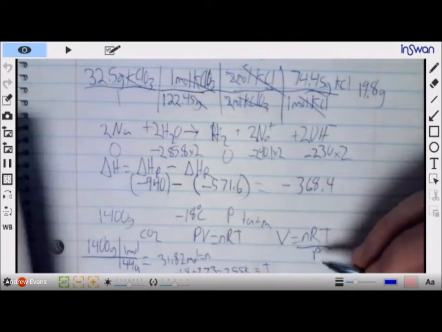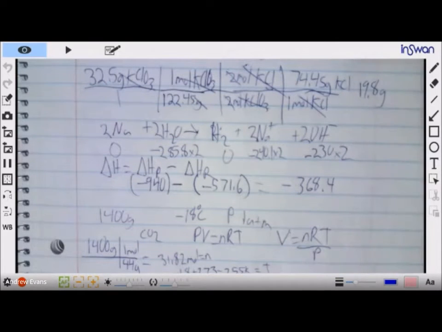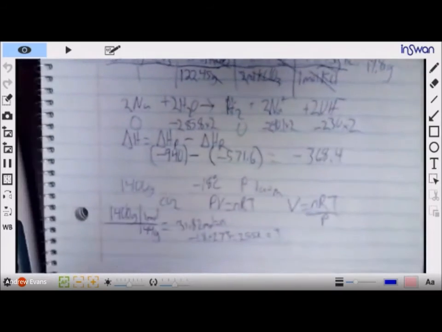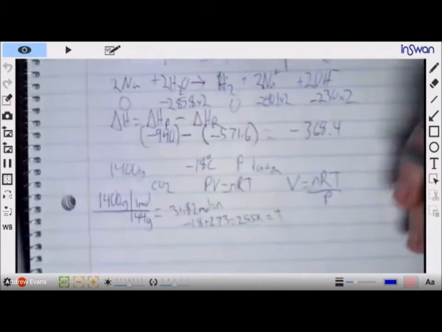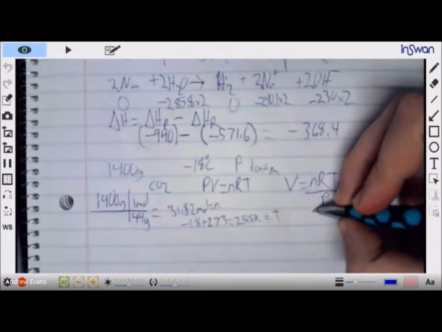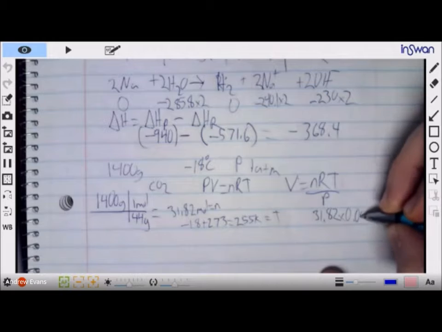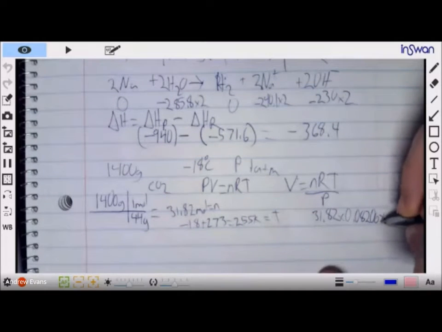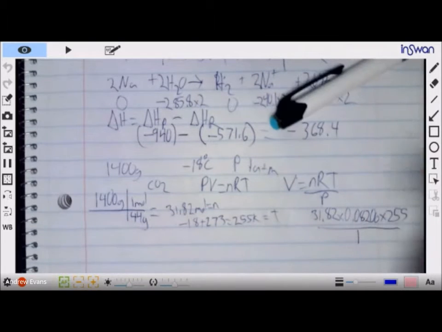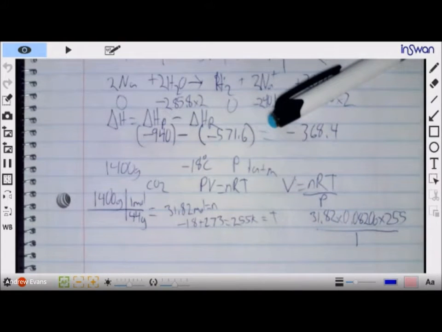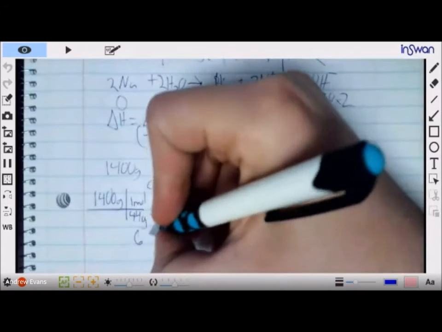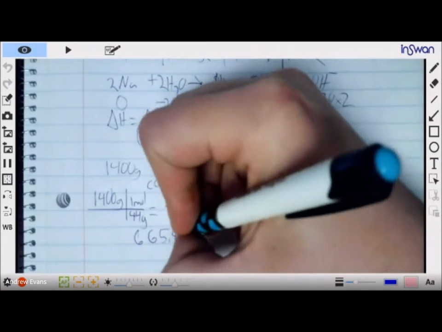R is going to be our ideal gas constant. So at this point, you're going to have 31.82 times 0.08206 times 255 all over 1. The volume is going to be crazy big, 665.8 liters.